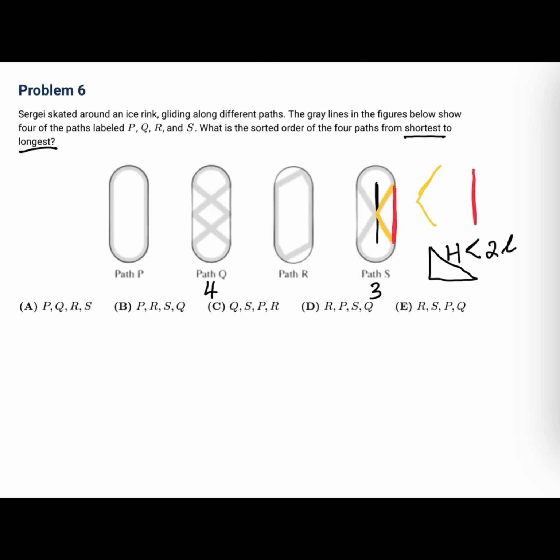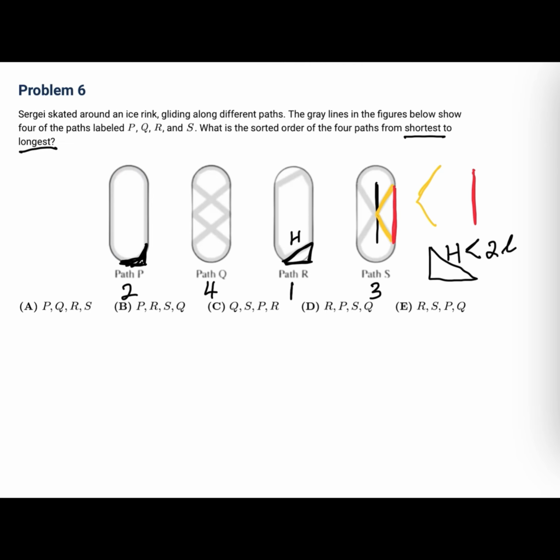Now finally, all we have to do is tell whether path P or path R is longer. Again, using our properties of triangles, we can tell that this hypotenuse that path R has to be shorter than the 2 legs, but it's kind of curved, but it's roughly equated to the 2 legs that path P has. That means path P is going to be our 2nd shortest, and path R is going to be our shortest path.